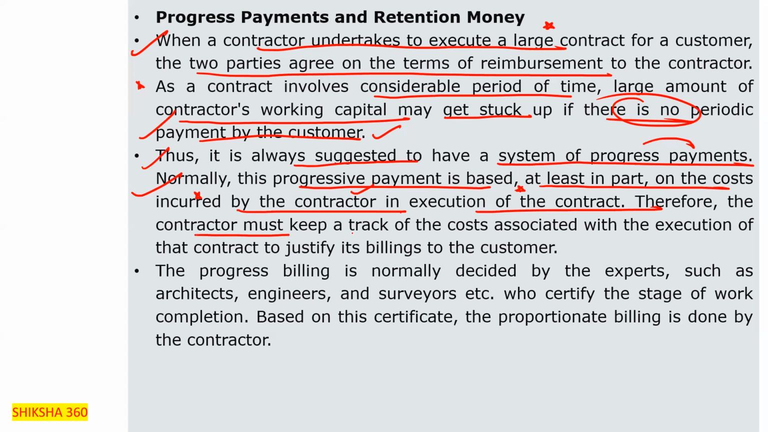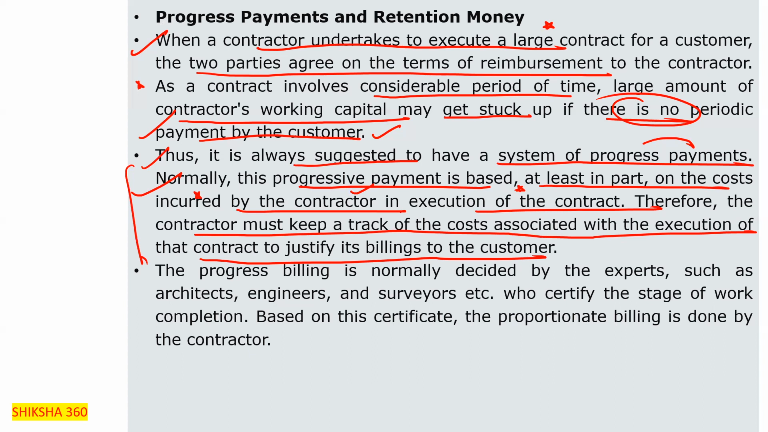Therefore the contractor must keep track of the cost associated with the execution of that contract to justify its billing to the customer. The progress billing is normally decided by experts such as architects, engineers, and surveyors, etc., who certify the stage of work completion.